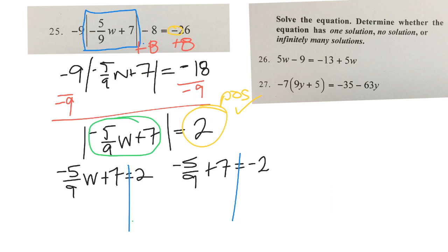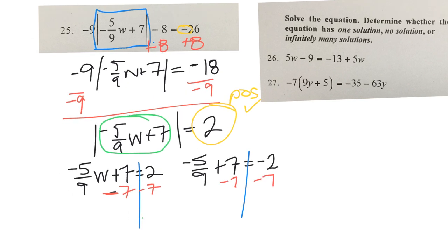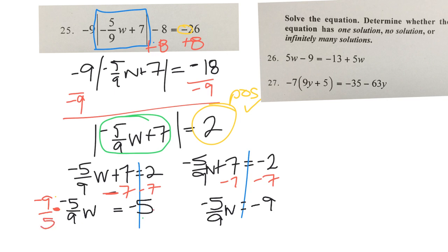Now this one has a fraction in it. But first we're going to move the constant. We get negative 5/9 w equals negative 5. And we get negative 5/9 w equals negative 9. And to get rid of a fractional coefficient, we're going to multiply by the reciprocal, negative 9/5.